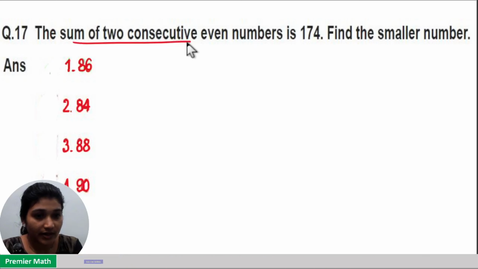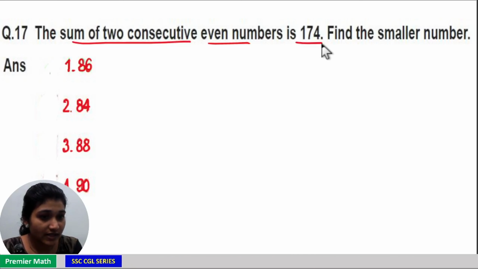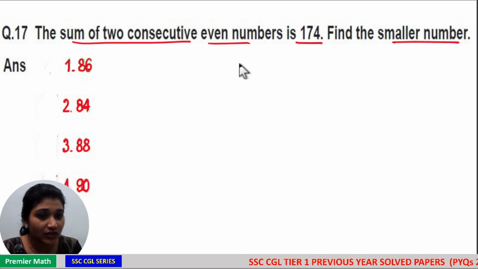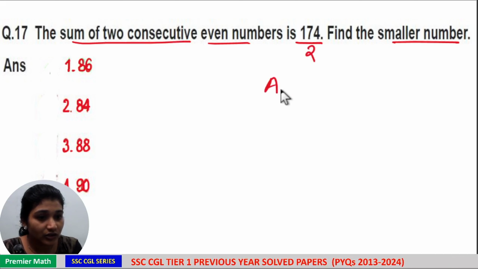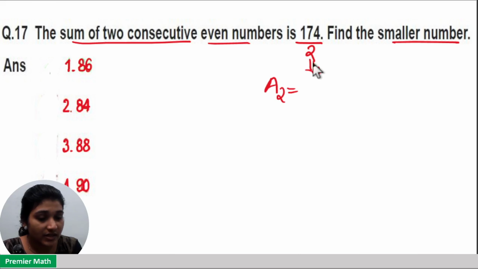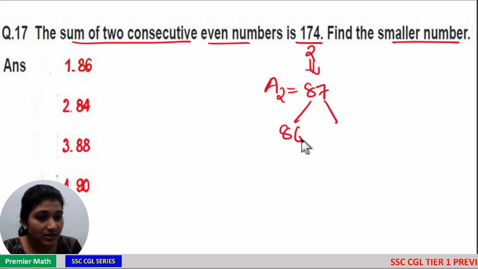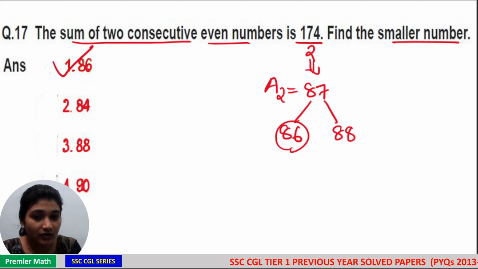The sum of two consecutive even numbers is 174. Find the smaller number. Here, these two are consecutive numbers. So if you take the average of these two numbers, the average is the middle number. The average is 174 by 2, which is equal to 87. So 87 is the middle number, which means the smallest number is 86 and the largest number is 88. So option 1 is your answer.